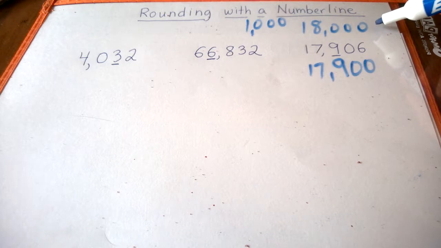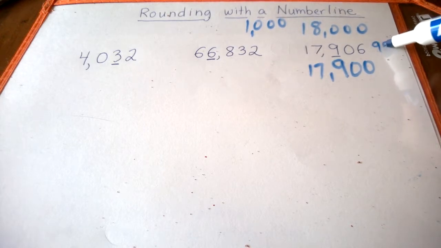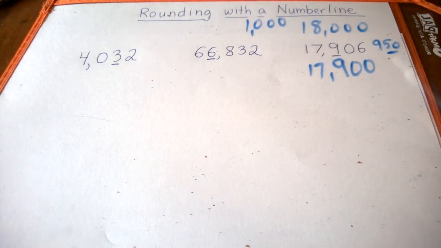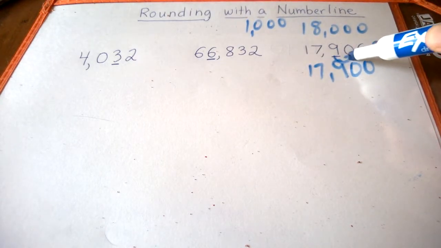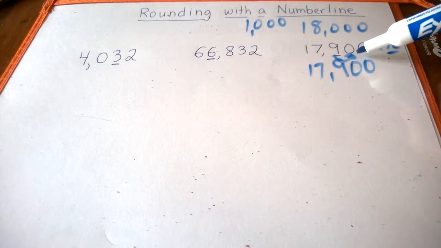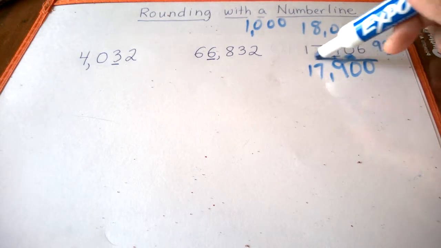and I get 18,000. Okay, now since we're rounding to the hundreds place, that 50 or 950 is the middle number. So let's look to the right. Have we hit that 50 mark? And we have not. We're actually really close to this lower 100 here.